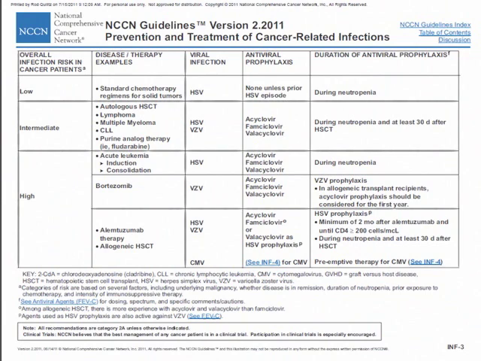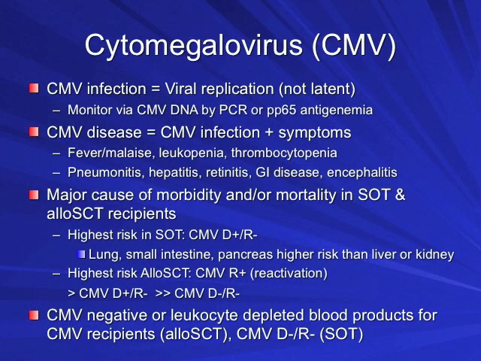Mentioned Campath before, an allogeneic stem cell transplant. We continue for a year out from the transplant or longer if they're still on immunosuppressive therapy. Interestingly, bortezomib or Velcade has been associated with VZV reactivation, so we actually recommend at least a year of acyclovir prophylaxis for these patients as well.